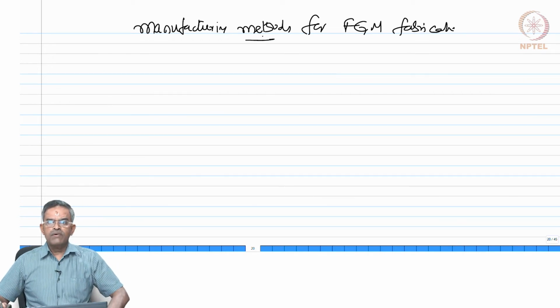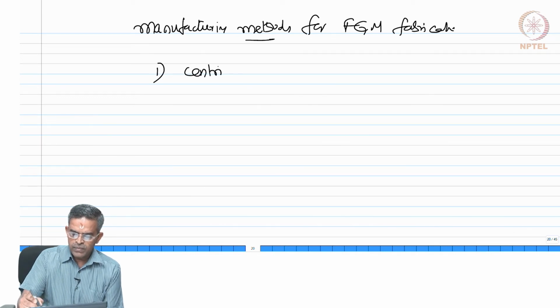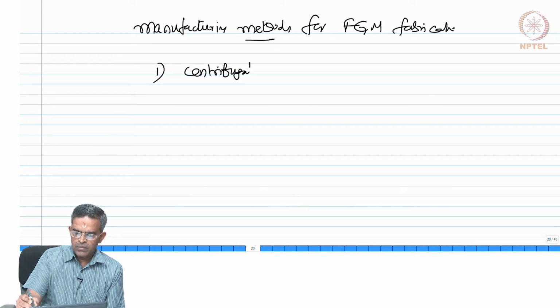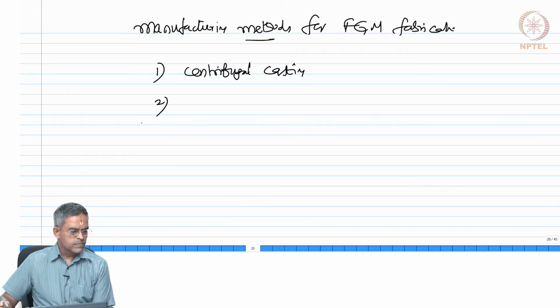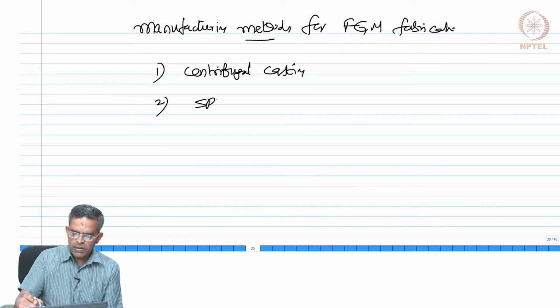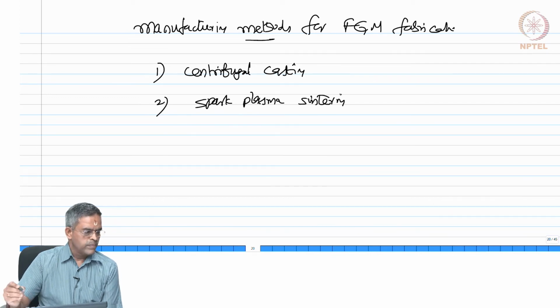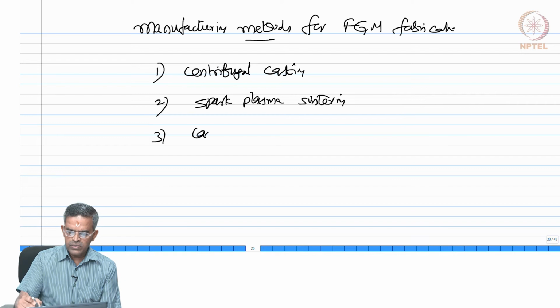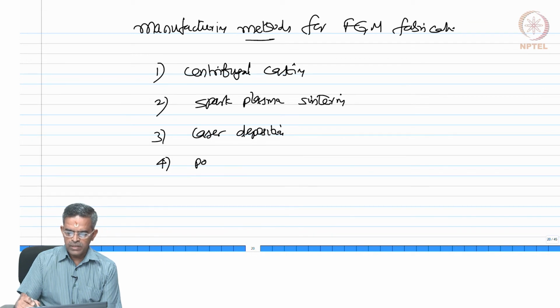There are many methods available in the literature. Centrifugal casting, spark plasma sintering, laser deposition, and powder metallurgy.